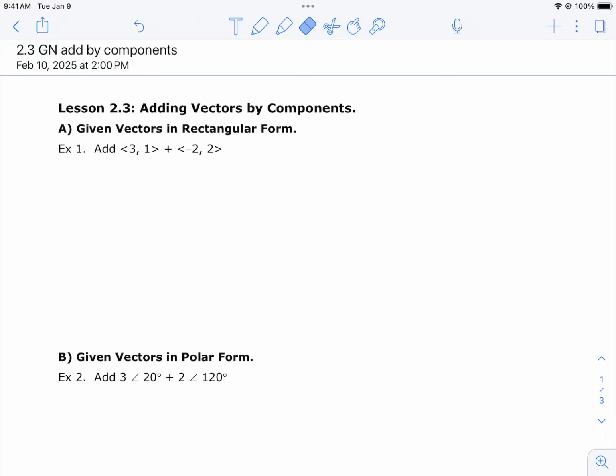Okay, we're going to add some vectors today. Come to think of it, that's what we did last time. But last time we were adding vectors pictorially, you might say graphically, or by measurement, by using a ruler and protractor.